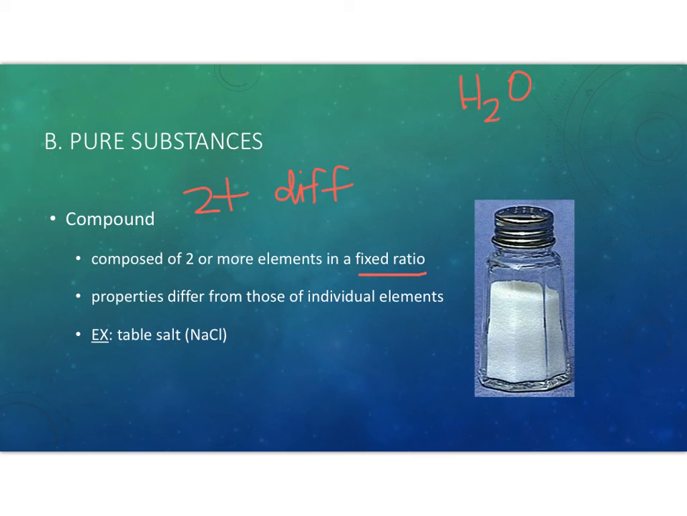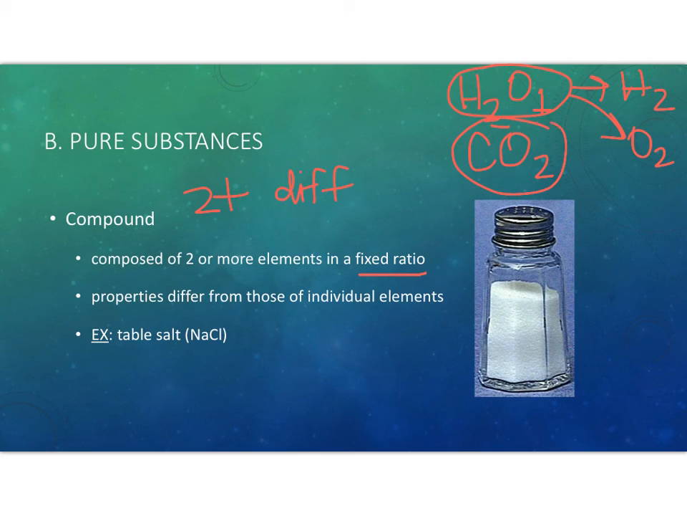So for water, there are always 2 hydrogen for every 1 oxygen. And carbon dioxide, there's always 1 carbon for every 2 oxygen. So that's what we mean by fixed ratio, these numbers here. And if you don't see a number, it's actually the number 1. The properties differ from those of individual elements. So the properties of water are very different than the properties of just hydrogen alone or just oxygen alone. Same thing here. The properties of carbon dioxide are very different than the properties of carbon on its own and oxygen on its own. An example of a compound is sodium chloride.